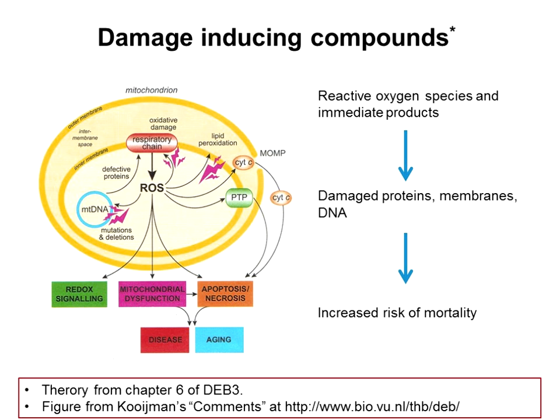The theory underlying this is described in Chapter 6 of DEB 3. That is one of the more challenging sections of DEB 3 to read, but the concepts are relatively straightforward. There's also quite a useful collection of little bits of additional information relating to this material in a file called Comments that Kooijman maintains at the website that is listed at the bottom of the slide here.